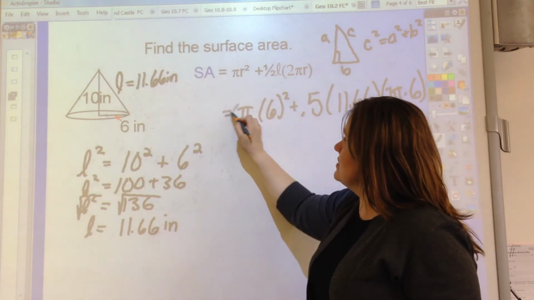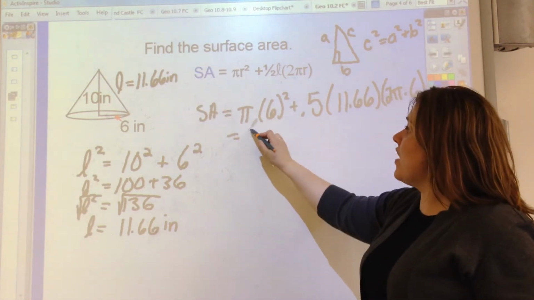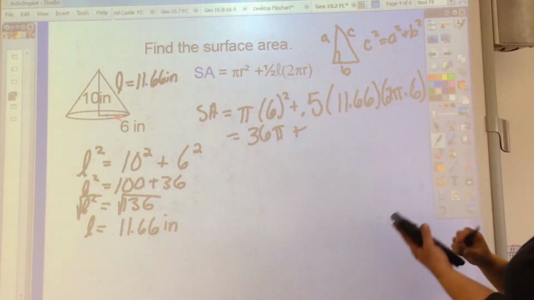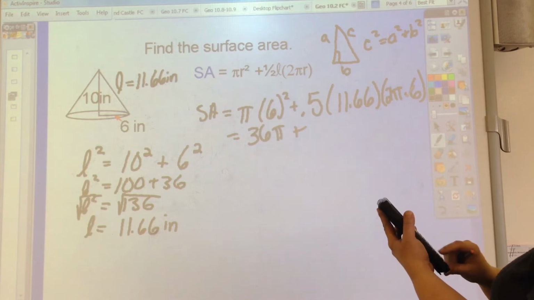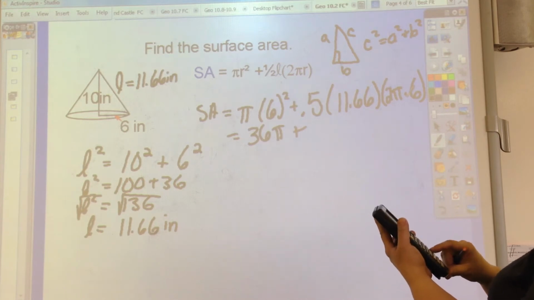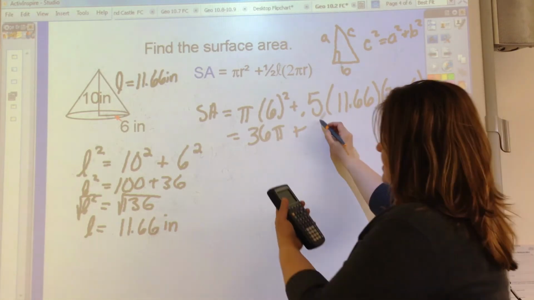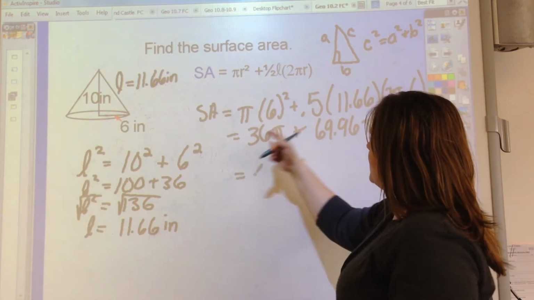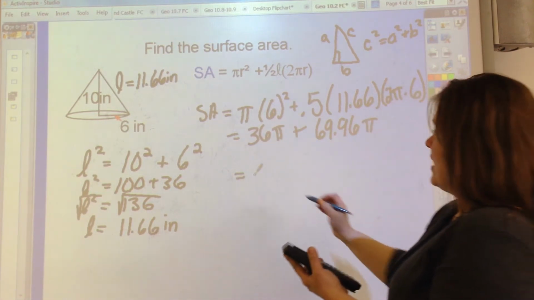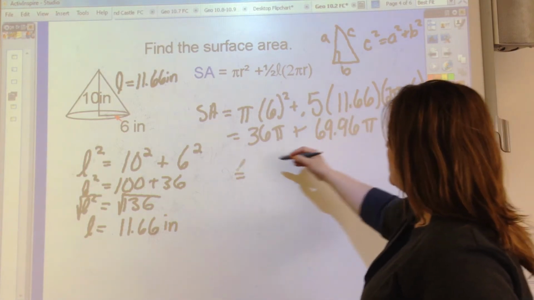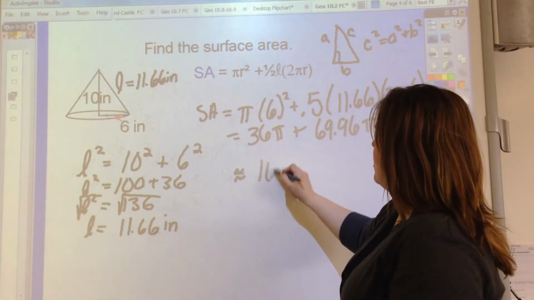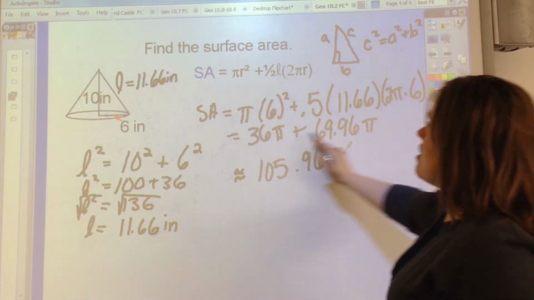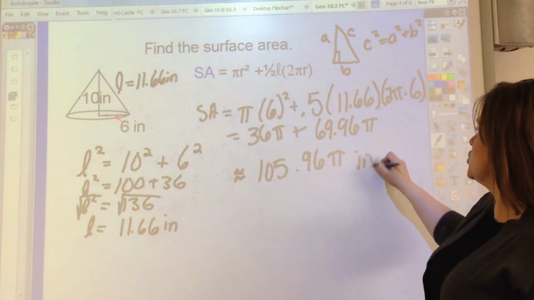Once I've plugged into my entire equation, I can simplify. In this first term, I get 36 pi. Plus, let's multiply all these together, 0.5 times 11.66 times 2 times 6, and I get 69.96 pi. Now let's add these two together, and I get approximately 105.96 pi. And my units are inches, so I will have inches squared.